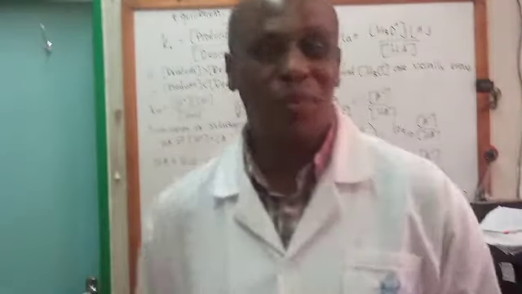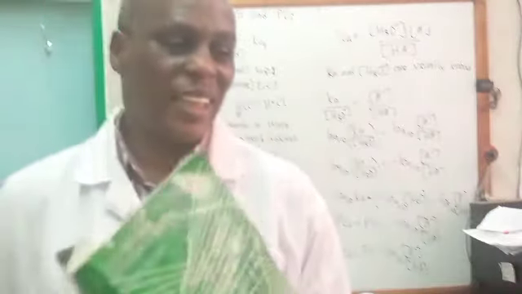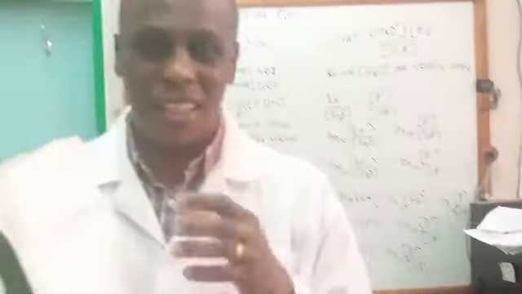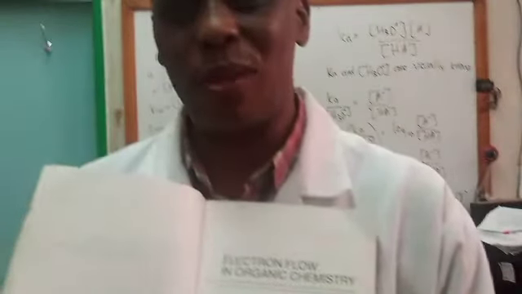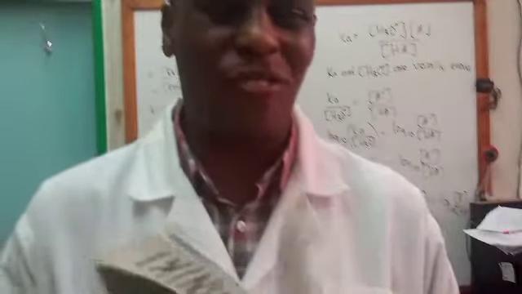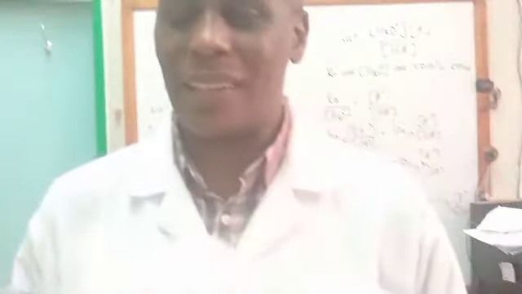The one which I put on the Google Docs is the modern version of this book. It's called Electron Flow in Organic Chemistry. It's by Paul H. Scudder. To me, it is by far the best book on mechanism you can ever get around the world. Yeah, others are just showing mechanism, but this is by far, to me, the best.